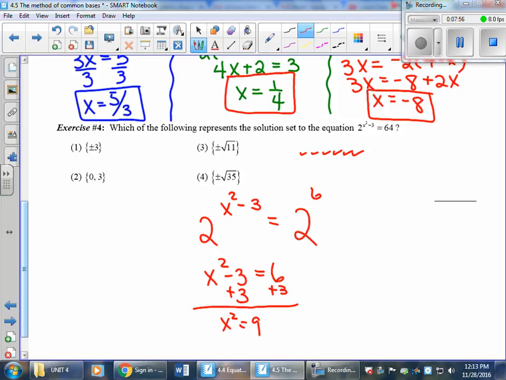Now please beware, because at this point you can ask yourself, what number multiplied by itself gives you positive 9? And the answer is positive 3, but it's also negative 3, because a negative times a negative is a positive. So please make sure that when you are solving this, you don't pick number 2 by accident.